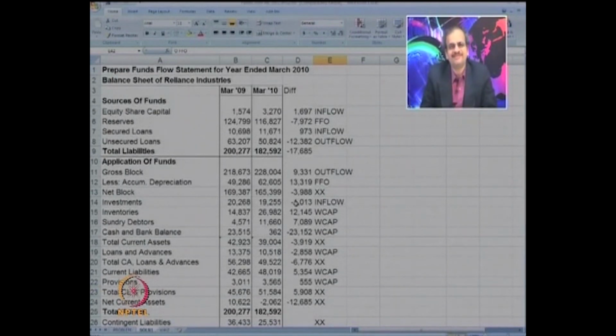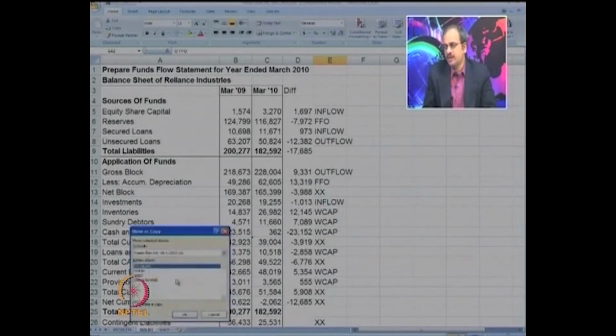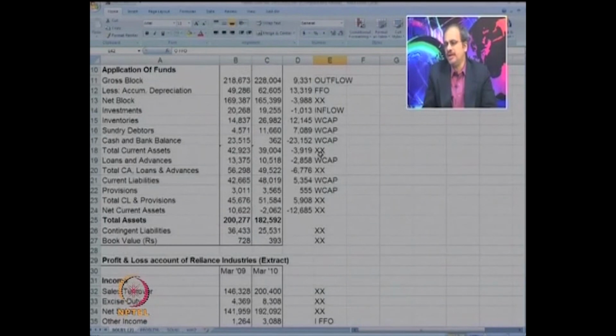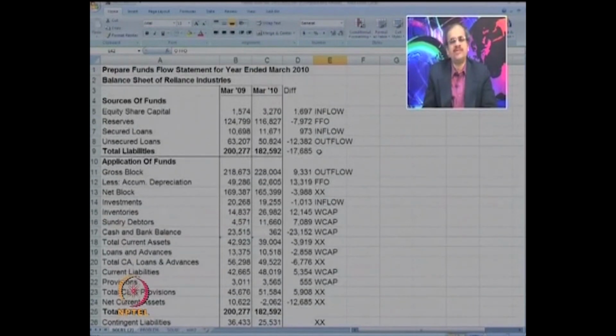Do you remember? Okay. Now from this, let us try to go to the next level and try to prepare the fund flow statement. So I will make a copy of the sheet and now let us work on it. What will be the first step? We need to make two working notes, one for calculation of FFO, other for calculation of working capital. So let us make those notes first. Once they are ready, we will go for the final statement, the fund flow statement.